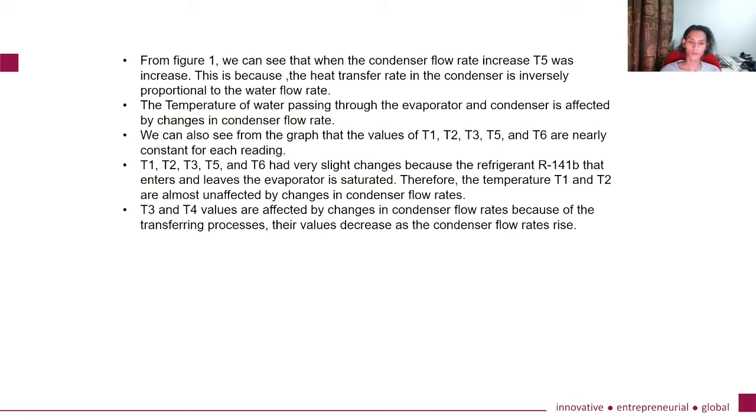We can also see from the graph that the values of T1, T2, T3, T5, and T6 are nearly constant for each reading. T1, T2, T3, T5, and T6 had very slight changes because the refrigerant R141B that enters and leaves the evaporator is saturated. Therefore, the temperatures T1 and T2 are almost unaffected by changes in condenser flow rate. T3 and T4 values are affected by changes in condenser flow rate because of the transferring processes. Their values decrease as the condenser flow rate rises.